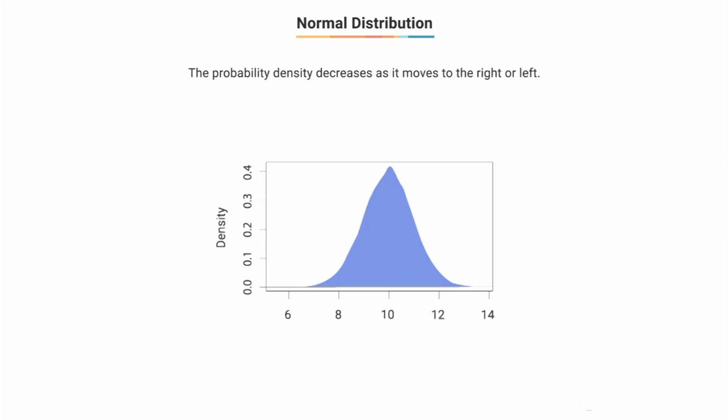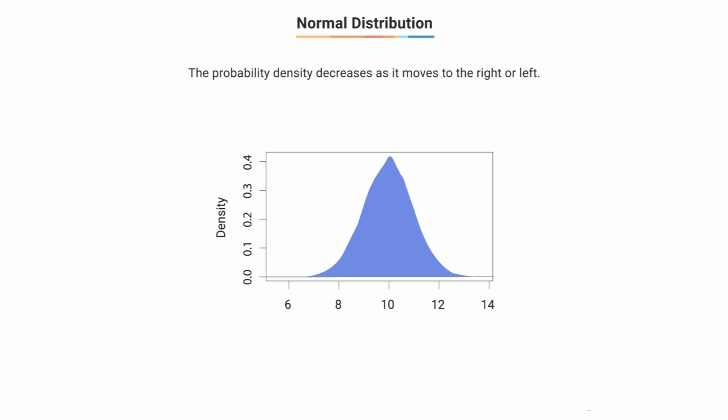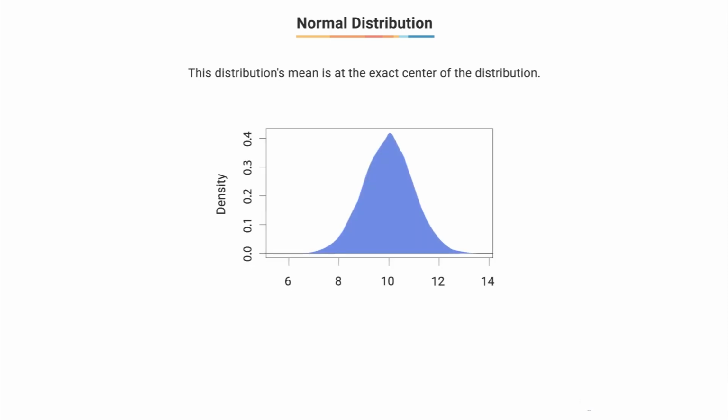We can also see that the probability density starts decreasing as we move towards right or left. Such a plot is known as normal distribution. Just by looking at this distribution, we can make several observations about its characteristics. First, the mean of this distribution, which is in our case 10 minutes, lies in the exact center of this distribution, and this distribution is symmetric around its mean.